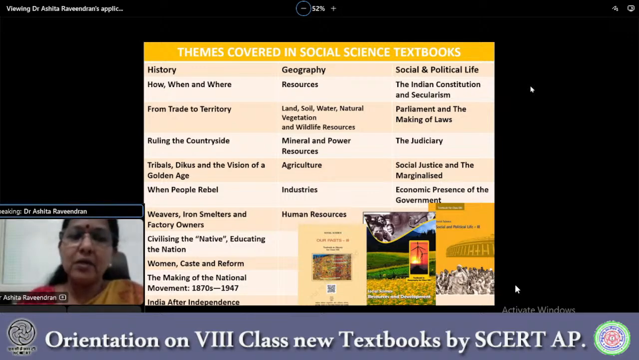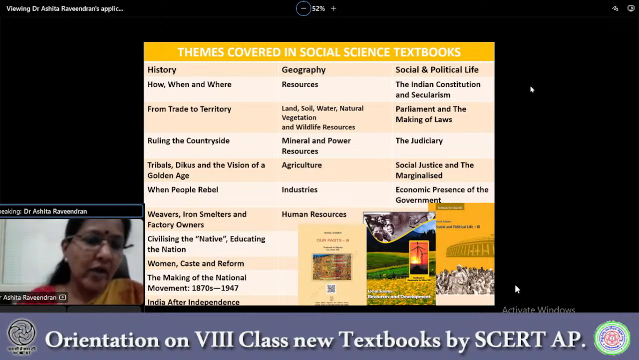The third chapter deals with the rural areas, like ruling the countryside: what are the changes or the developments that have taken place in the rural society. Then there is Tribals, Dikus, and the Vision of the Golden Age, where the different forms of tribal society and how the tribal society has developed and evolved are given in this section.